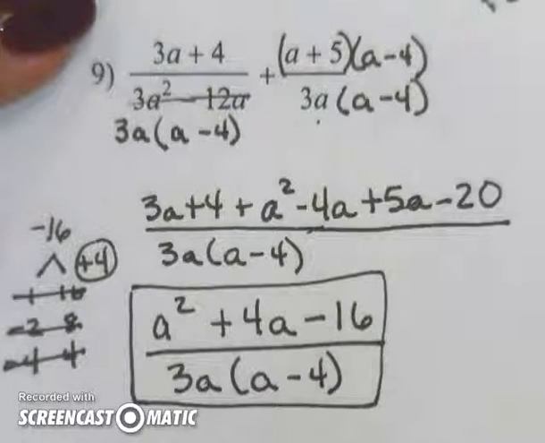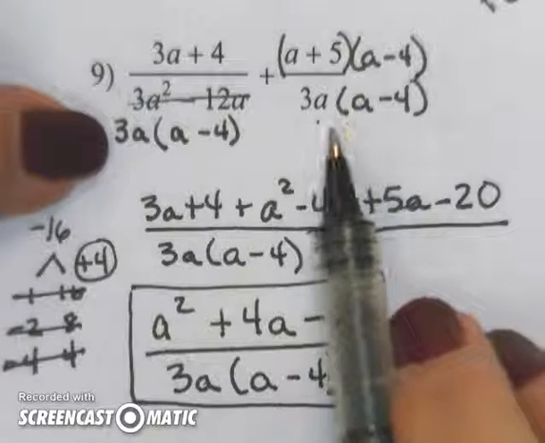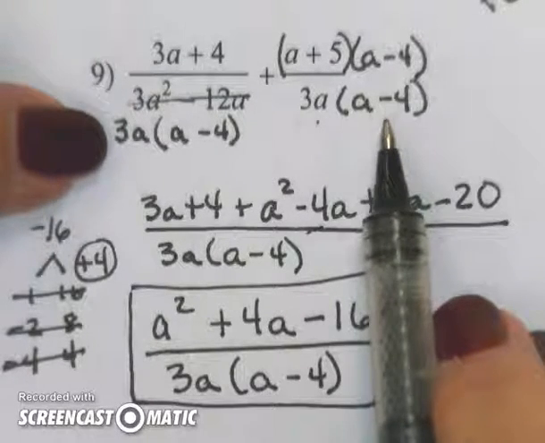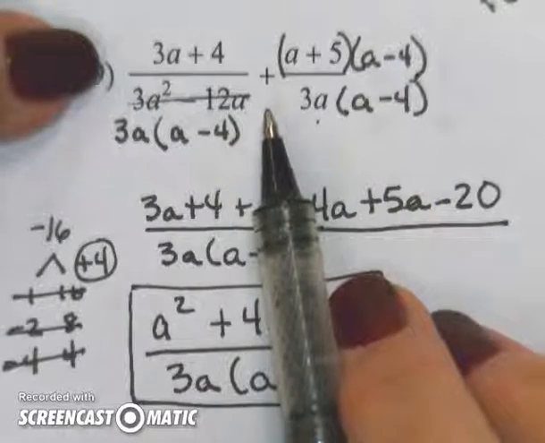To add and subtract rational expressions, you must have a common denominator. You must make your denominators the same, and then add and subtract according to what the problem says for your numerator.